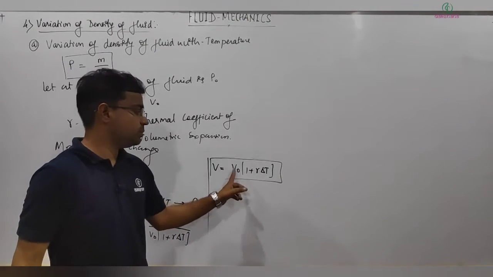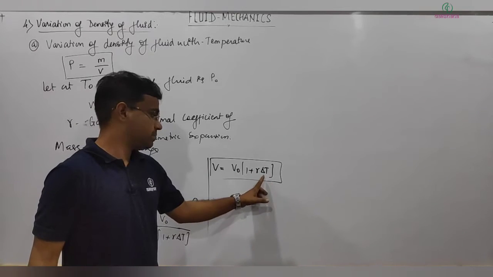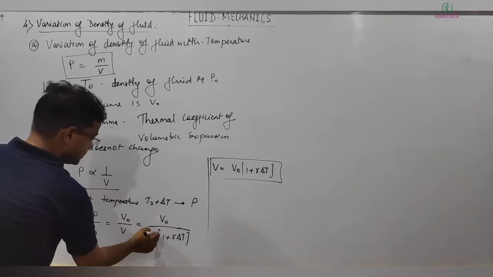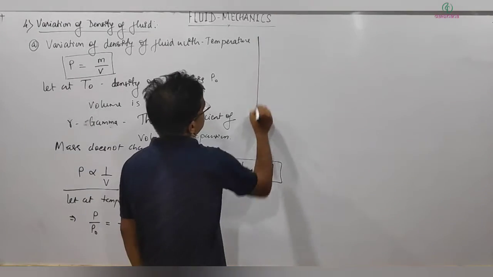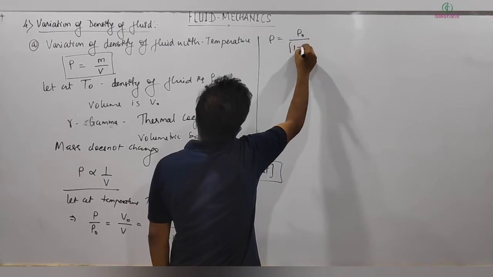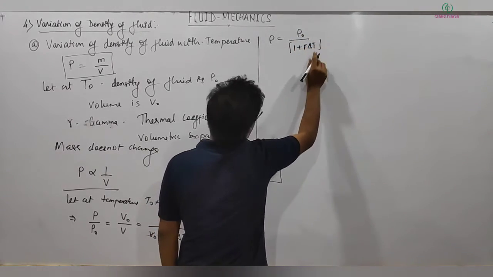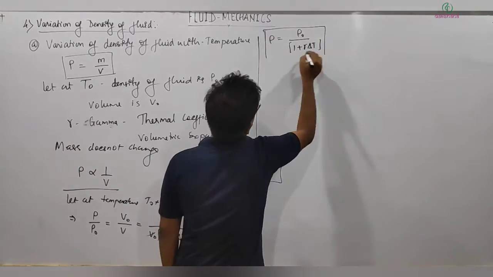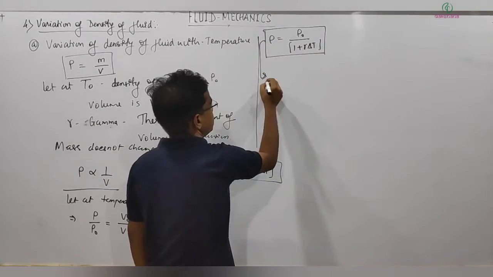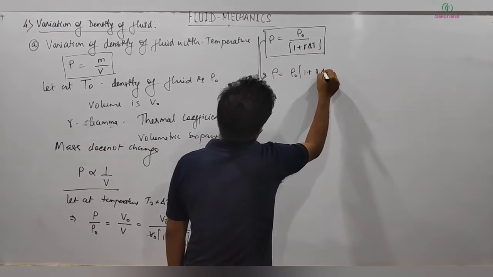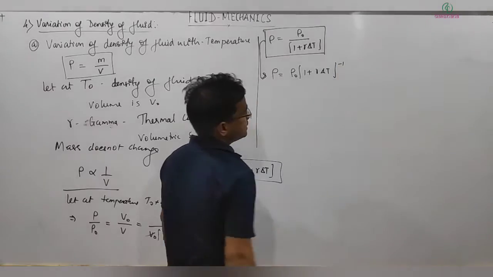This is the change in volume on heating the liquid by temperature delta T. This can be rearranged, so V naught simply gets cancelled out, and I get rho is equal to rho naught divided by 1 plus gamma delta T. As this is an expression that can be simplified further, rho is equal to rho naught (1 plus gamma delta T) to the power minus 1.